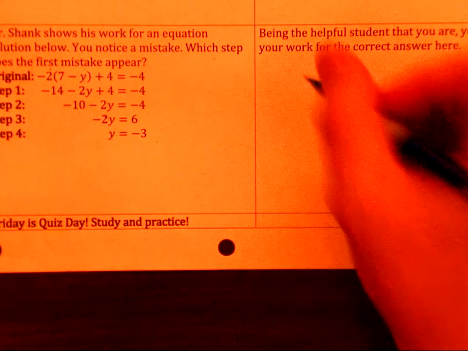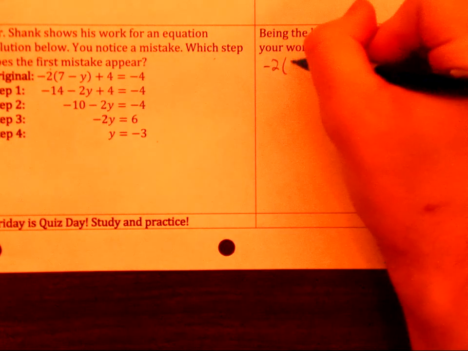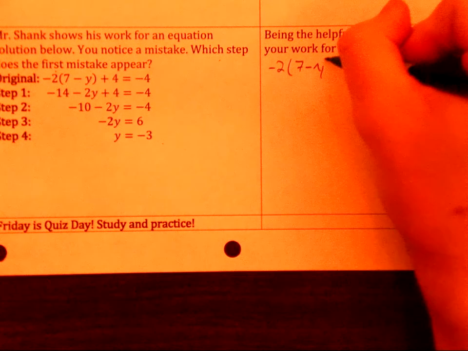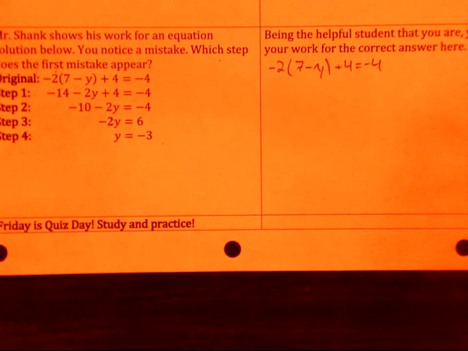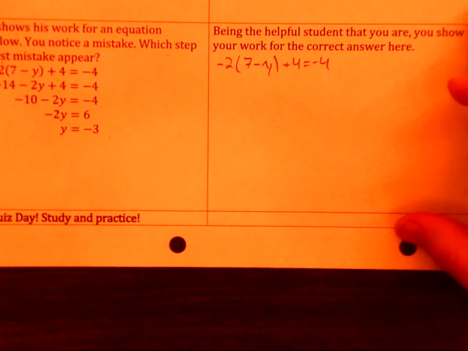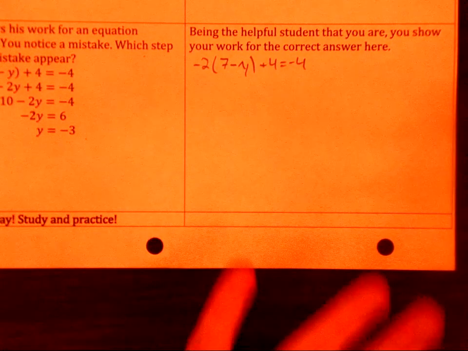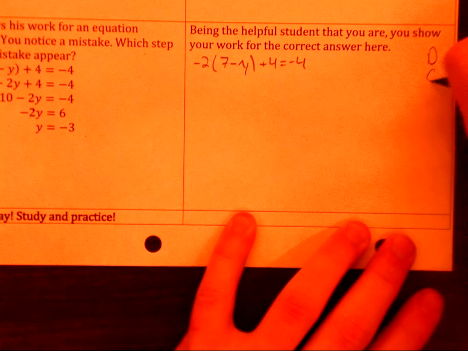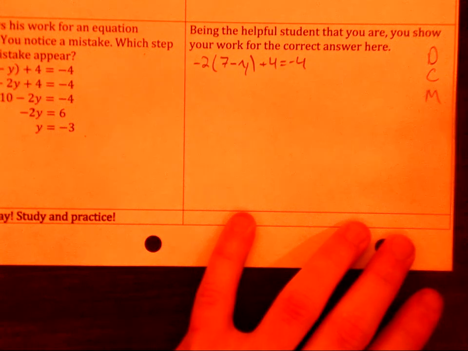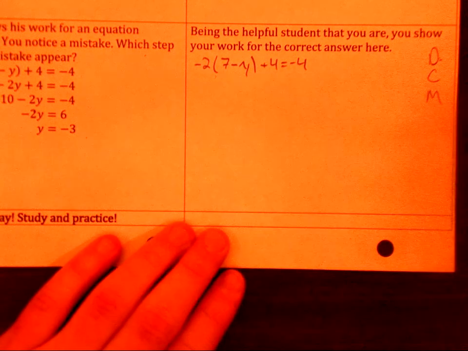So it says negative 2 times the quantity 7 minus y, plus 4 equals negative 4. And so anytime I am solving an equation, I want to make sure that I can do my distributive property, combine like terms, and manipulate the variable in that order. So I want to distribute if I can, and so I see, okay, do I have any parentheses? Yes I do, and so I can draw my box.